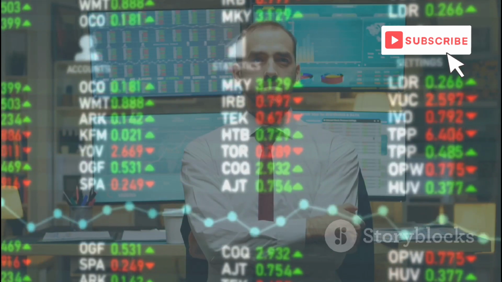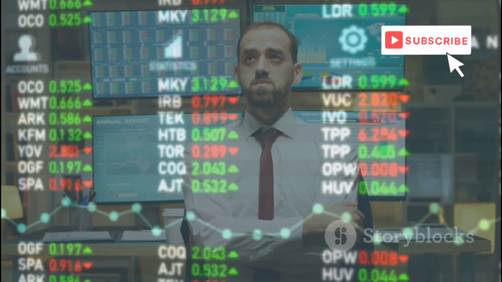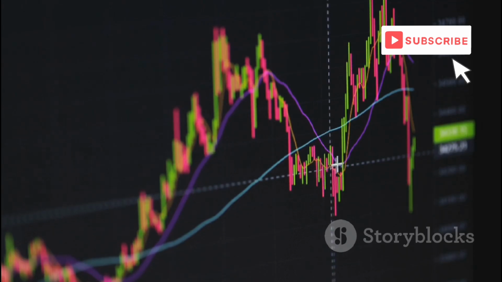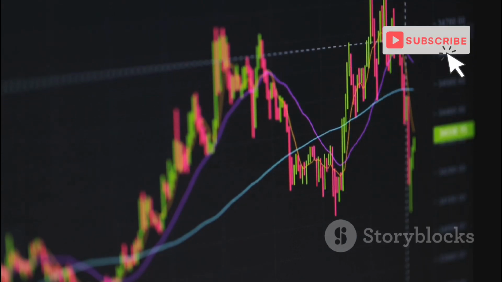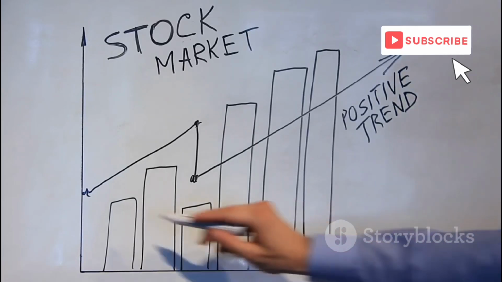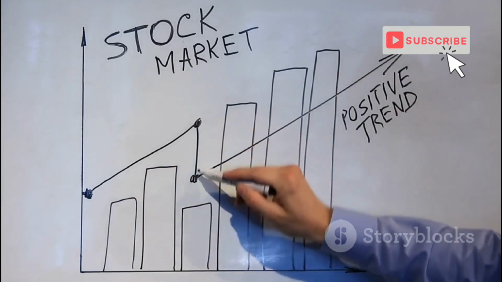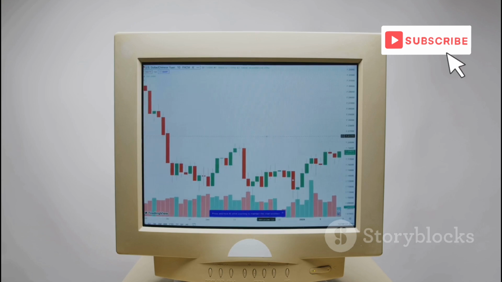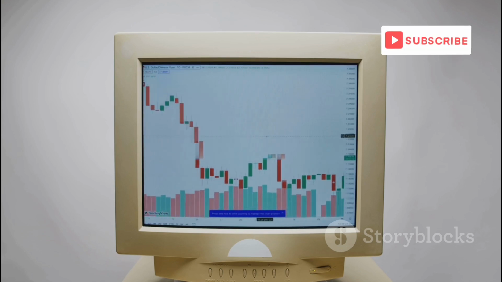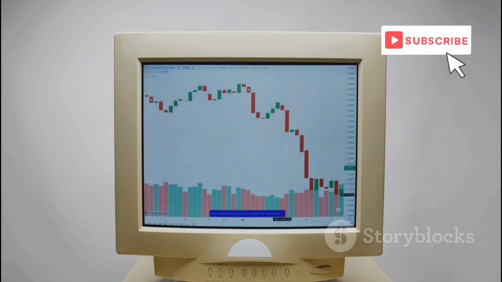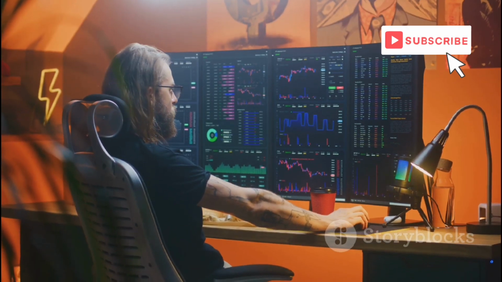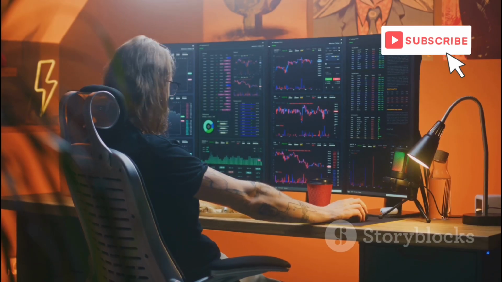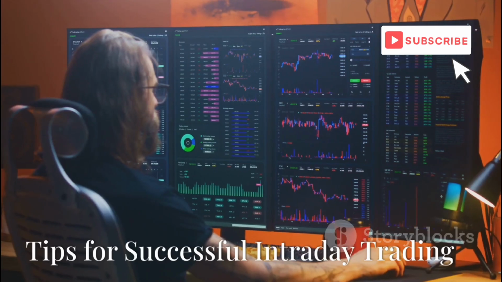Key assumptions of technical analysis include: the market discounts everything. This principle suggests that all relevant information is already reflected in a security's price. Prices move in trends. Technical analysts believe that prices tend to move in trends and these trends persist over time. History repeats itself. This assumption suggests that market participants tend to react to similar events in predictable ways, leading to recurring patterns in price movements. While technical analysis can be a powerful tool, it's essential to use it in conjunction with fundamental analysis and risk management techniques.